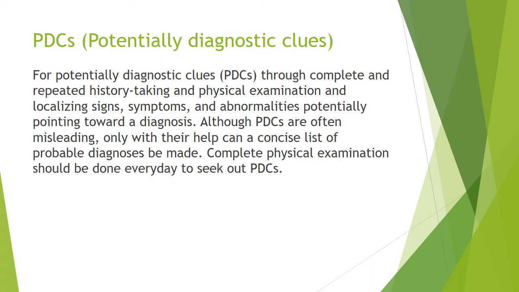So here we are. What are the potentially diagnostic clues? Potentially diagnostic clues are obtained through complete and repeated history taking and physical examination, and they are actually the localizing signs, symptoms, and abnormalities that will potentially lead towards a diagnosis. So after doing repeated physical examination, you may find a hepatomegaly or splenomegaly. So these are the PDCs. Although PDCs are often misleading, only with their help can a concise list of probable diagnoses be made. Complete physical examination should be done every day in the case of PUO to seek out PDCs.